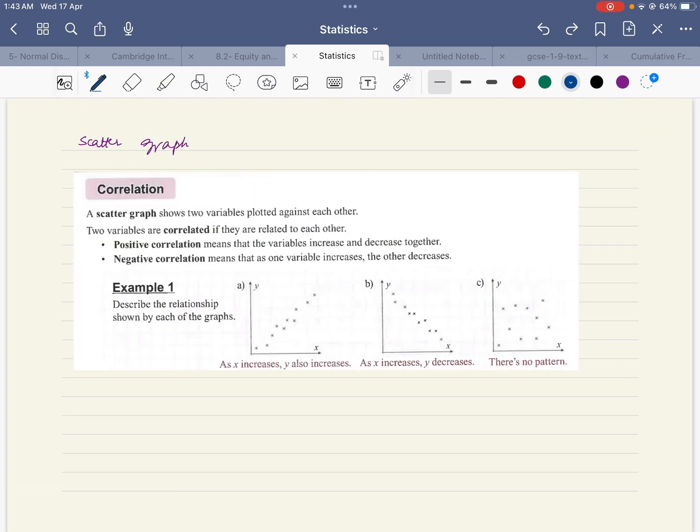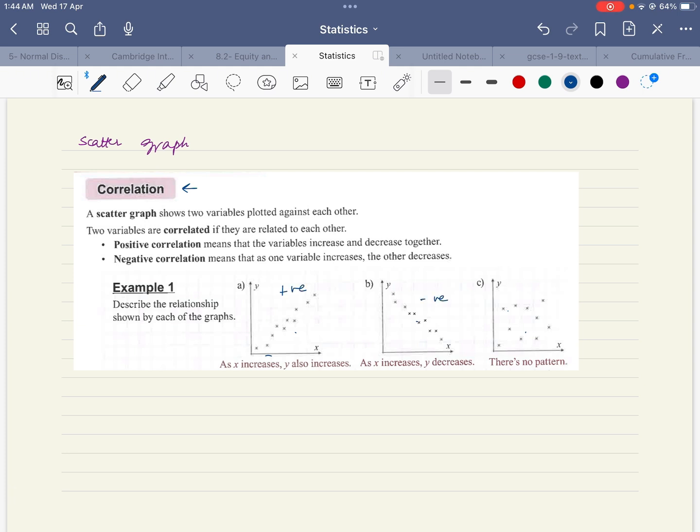Next one we have scatter graph, and for scatter graph we will look at the correlation. Correlation means how closely the points are to each other, right? This one we can see all of them. This one is close, this one is close, this one is more close, both these are closer, and this is random, there is no pattern. This is a positive correlation, this is a negative correlation.